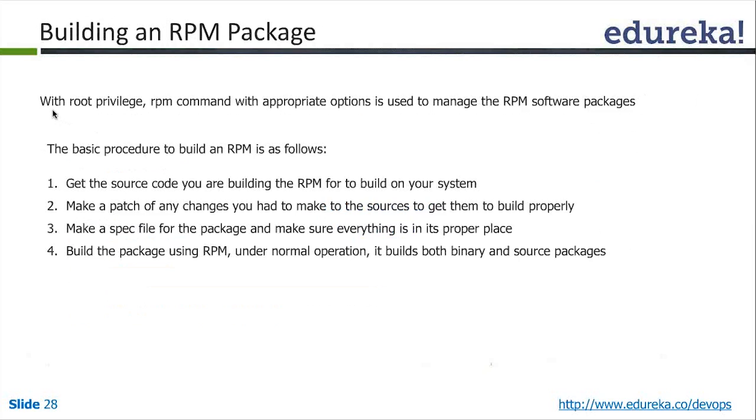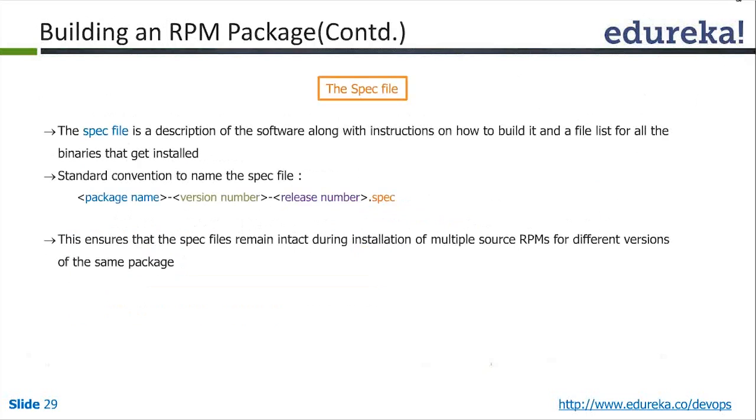So with root privilege, the RPM command will allow you to create a package. The basic procedure to build is: get the source code, make a patch for any changes, create a spec file, and then build it. So it's just two things: get a source, create a spec file, and then run it. We'll do this as a part of your labs.